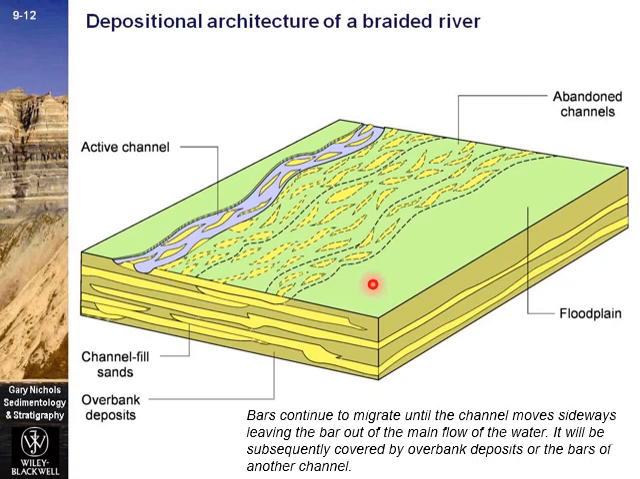Depositional architecture of a braided river. With time, bars continue to migrate until the channel moves sideways, leaving the bar out of the main flow of the water, and it will be subsequently covered by overbank deposits or the bars of another channel.